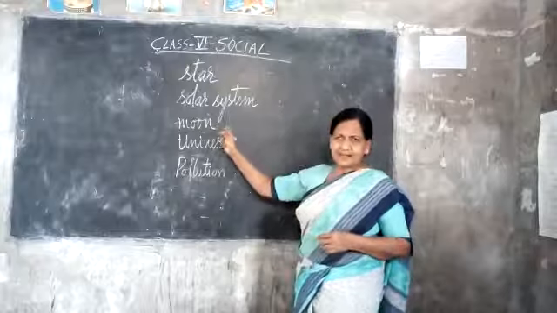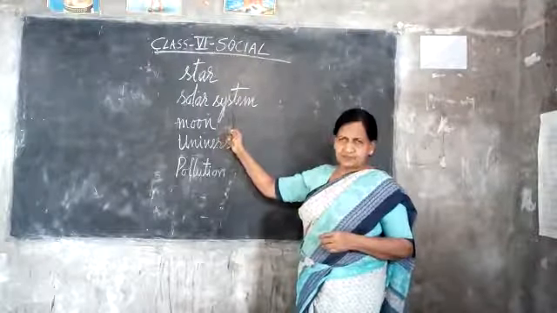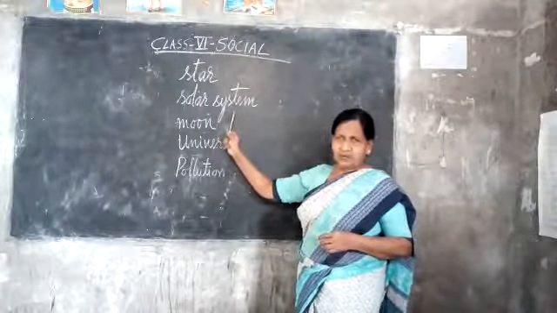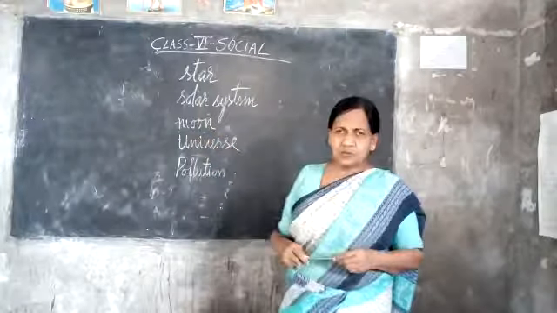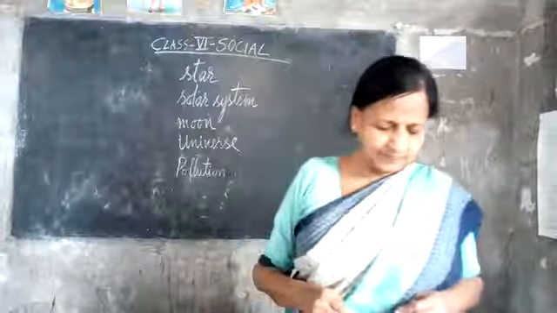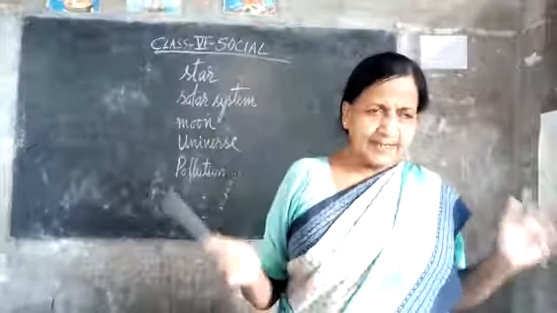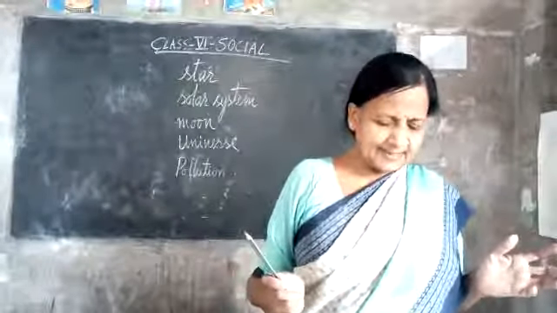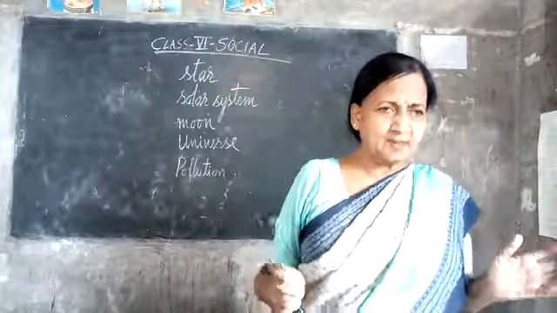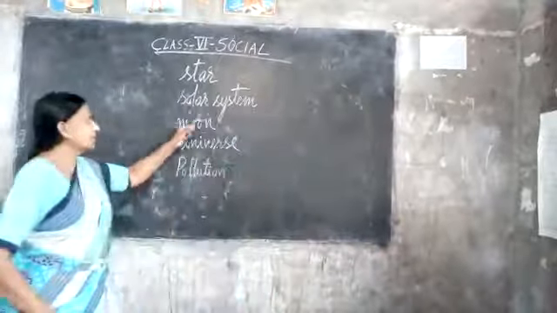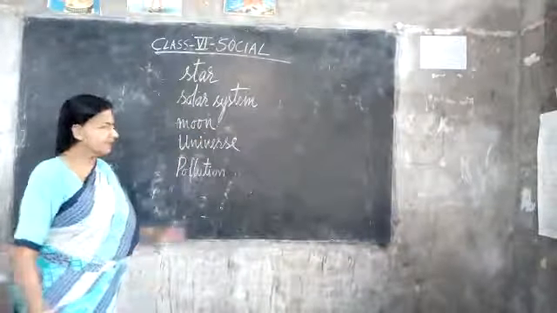The 8 planets, the satellites, and the other celestial bodies all get together, and it is known as the solar system.